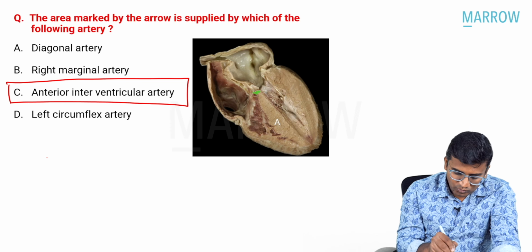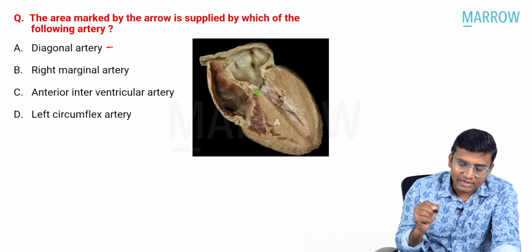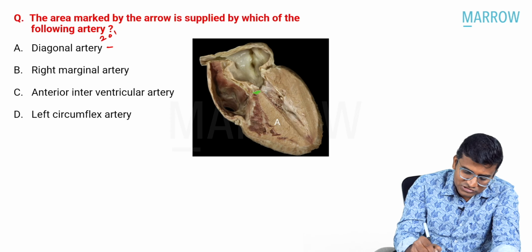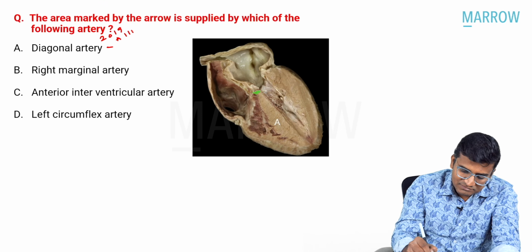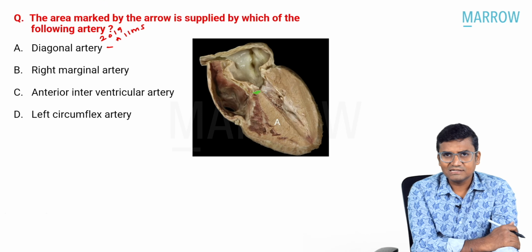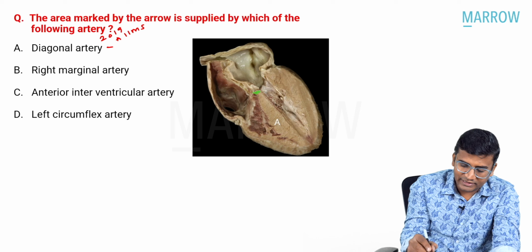Now what about these arteries? Diagonal artery, 2019 AIIMS exam question. Diagonal artery supplies only left ventricle.